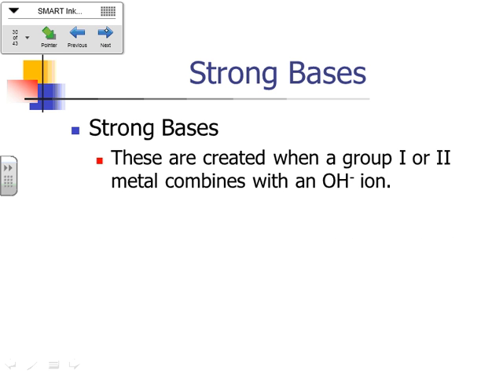Strong bases, when you have a group 1 or group 2 metal combines with an OH- ion. When I say group 1, what am I talking about? The first column on the periodic table, right?